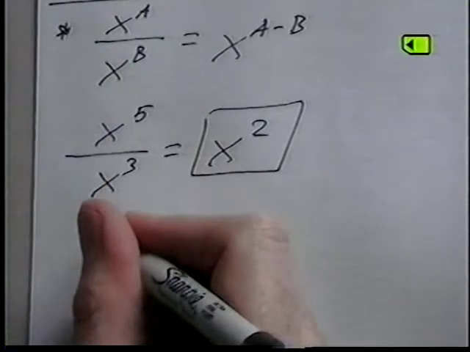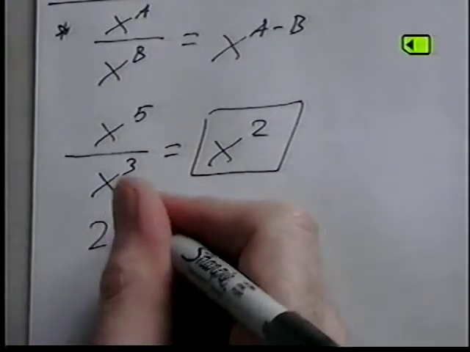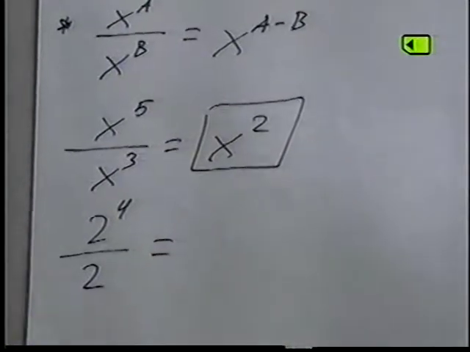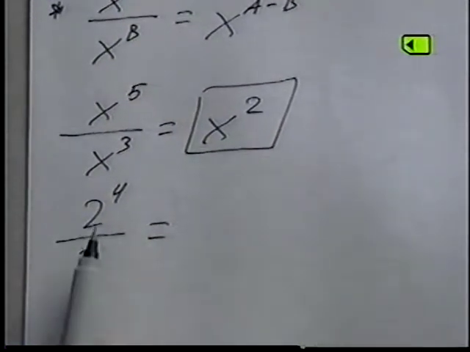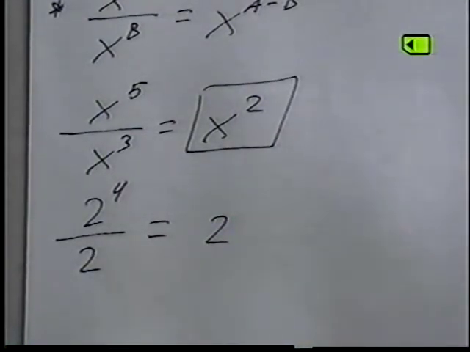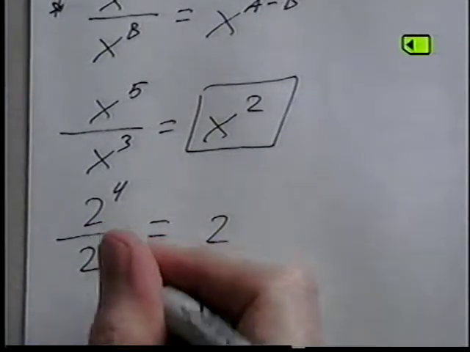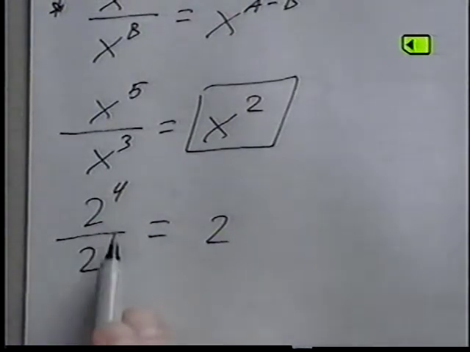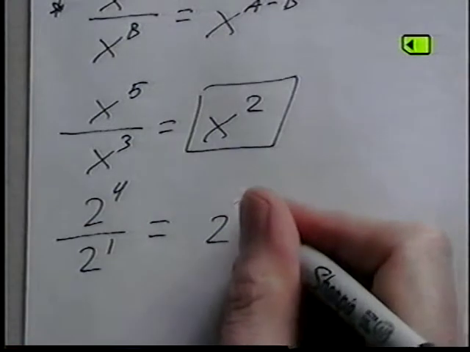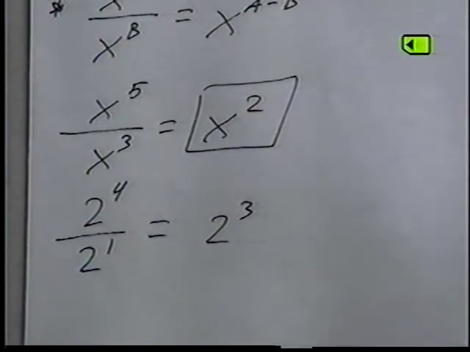Next question, 2 to the fourth power divided by 2. Again, you have the same number, same base as in 2. So your answer will have 2 in the answer. The exponent, you have 4 on top. There's no exponent on the bottom, but we can put a 1 here. And again, subtract the exponents when you have the same base. 4 minus 1, the new exponent would be 3.